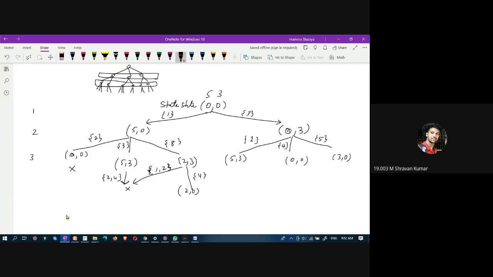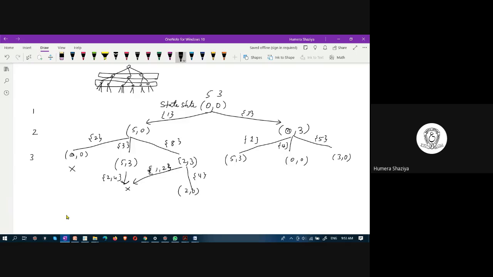Here we only gave 1, 4, and 5 states. 2 and 3 were missing, already we have taken them. That's why we are not taking them, ma'am. Here 5, 3 we have taken. The state 0, 5, 3 is extra, where both are totally filled up.